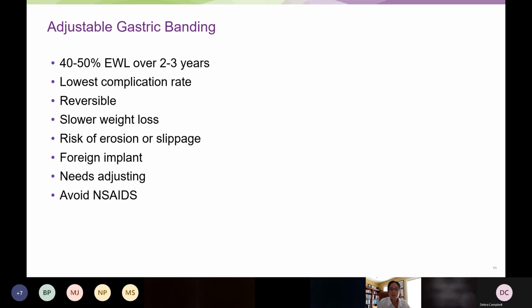But the weight loss is slow, and it does require a lot of maintenance, meaning people have to keep coming in to get their band adjusted. There's a risk of the band eroding through the stomach, which makes it a disadvantage because the most common cause of band erosion is actually frequent NSAID use. So people that need to take NSAIDs for any reason, this is not the ideal surgery.